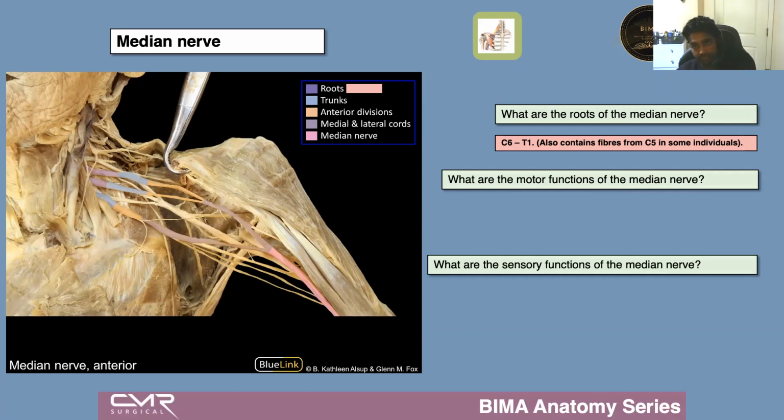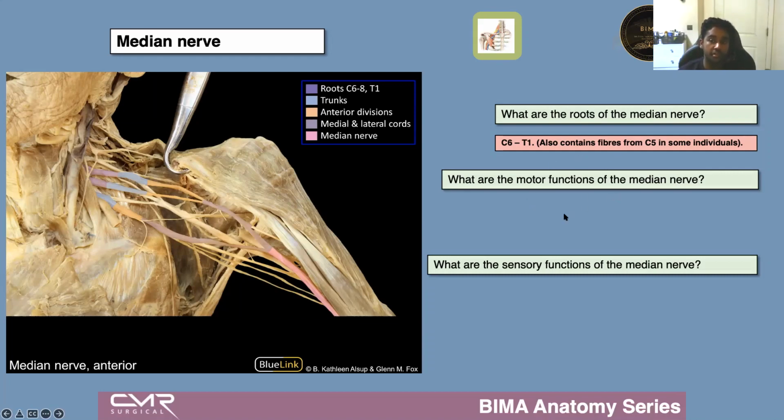The reason why I've put this little nuance is that only some people have C5 as part of the roots that make the median nerve. Most people have C6 to T1, but some people do have C5 as well. So you're not wrong for saying C5 to T1, but just be aware that only some individuals have C5. You can see over here it's C6 to 8 and T1 in this cadaveric image, but if you do any reading online, you'll find that some of the fibers also come from C5 in some individuals.